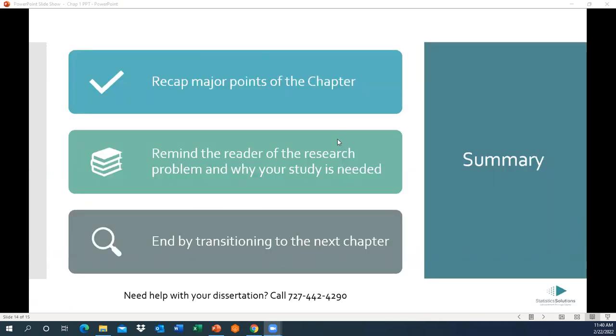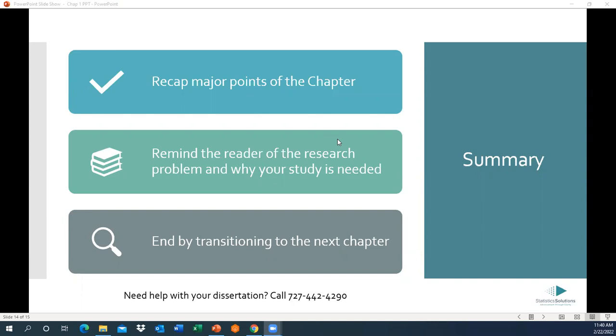And here we are at the summary. Like in any summary, recap major points of the chapter. And recapping points of the chapter means recapping points of the chapter. It doesn't mean saying, well, I had an introduction section, I had a research problem section, I had the research questions. I mean, that's just a list of your headers. Just recap major points of the chapter. Remind the reader of the research problem and why your study is needed.